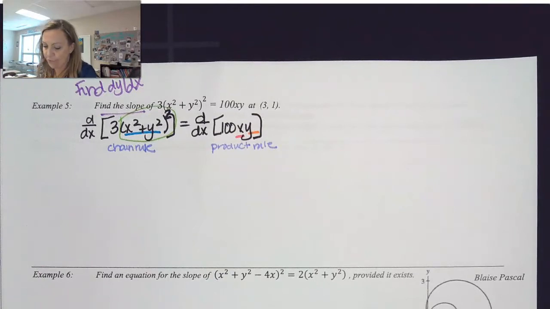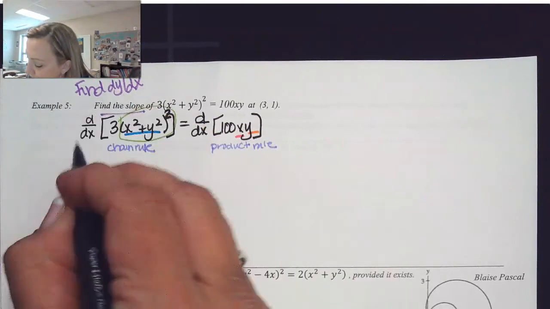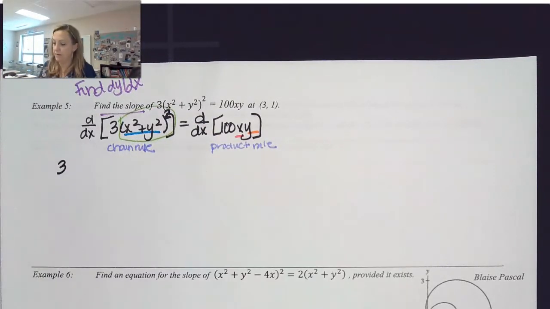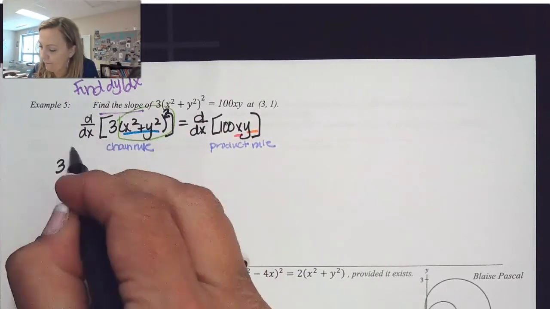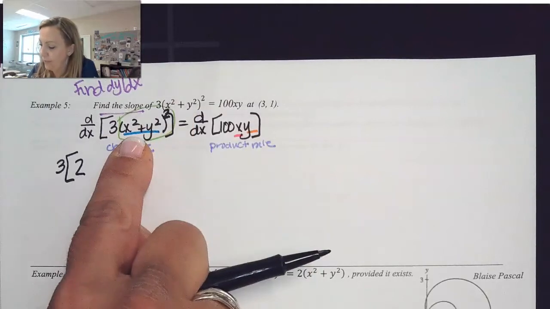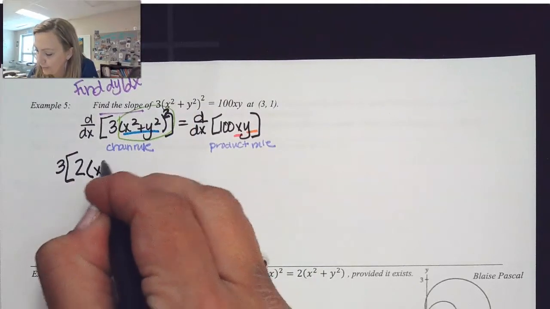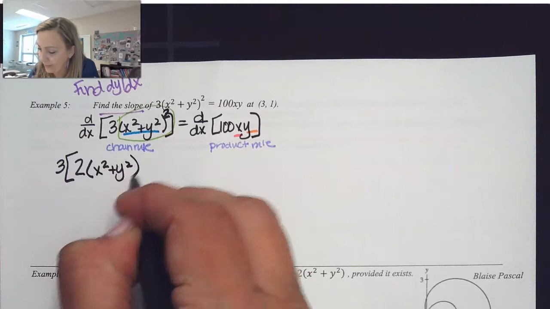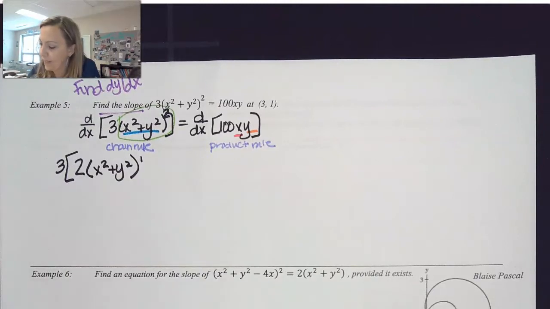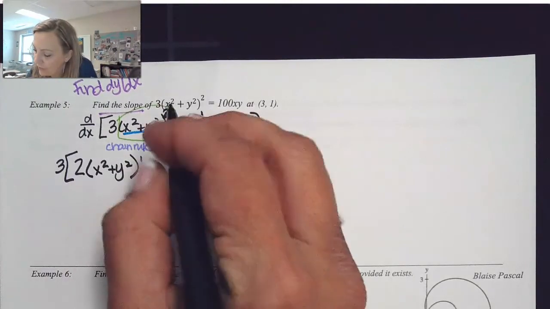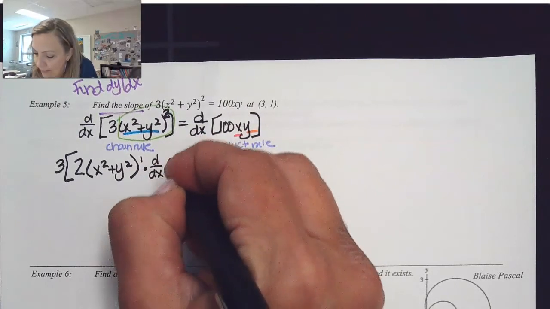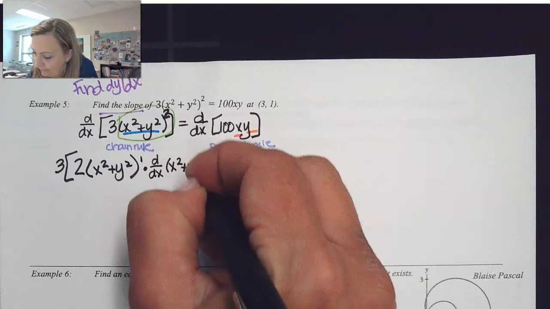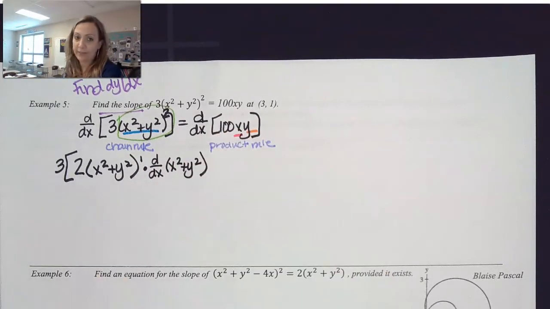All right, so at first, I'm going to just pull this constant out. I have 3. And so then using the chain rule, I'm going to have 2 times x squared plus y squared, basically to the first power, and then the chain rule still, so times the derivative with respect to x of the inside function, which is x squared plus y squared.